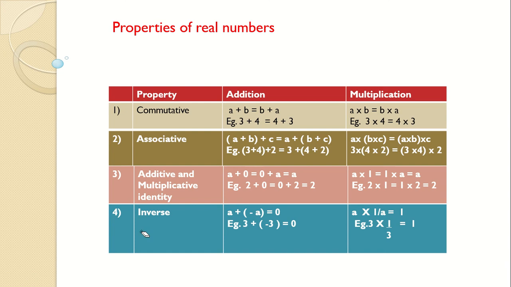Now we will come to inverse. While finding the additive inverse of any real number, we just change the sign. The additive inverse of A is going to be minus A. And the multiplicative inverse of A is going to be 1 upon A.